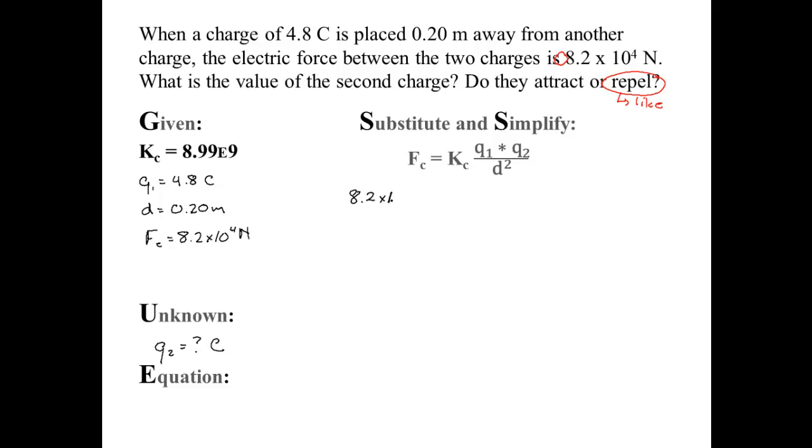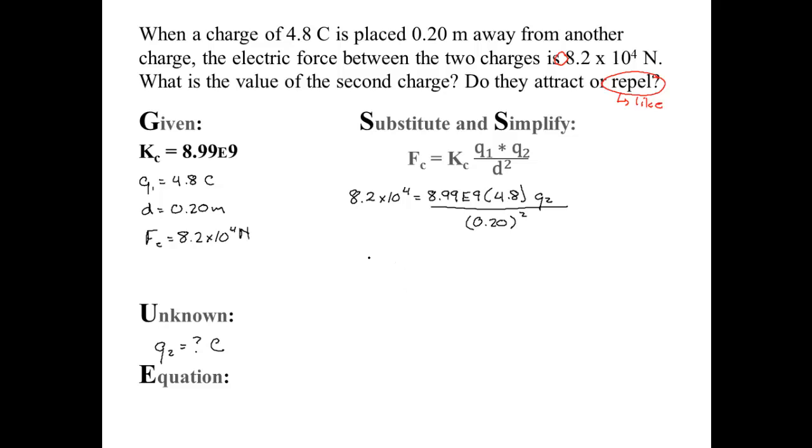8.2 times 10 to the 4 equals 8.99 times 10 to the 9 times the charge that I have, 4.8 times, I don't know what Q2 is, so I'm just going to leave it as the variable, and all of that over 0.20, but here's the thing, I'm going to square it.